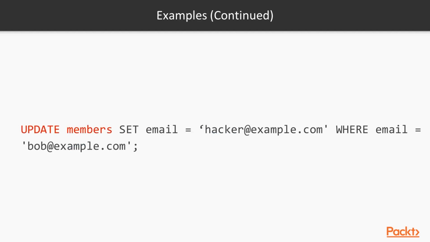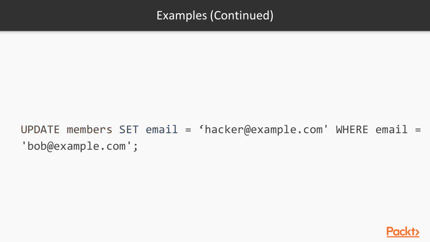So you can see the statement: update members set email equal to hacker@example.com where email equal to bob@example.com. What the attacker is trying to do here is update a customer's email, and the attacker is replacing that email with his personal email ID. So what will happen is, the attacker can simply click on forgot password and the link will come to the attacker's mail, if the attacker is able to update the email successfully.